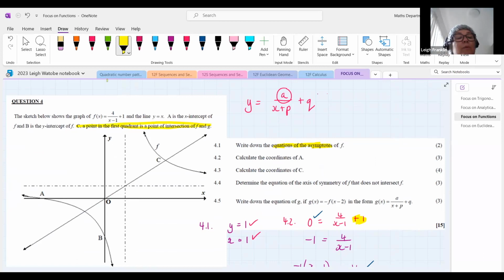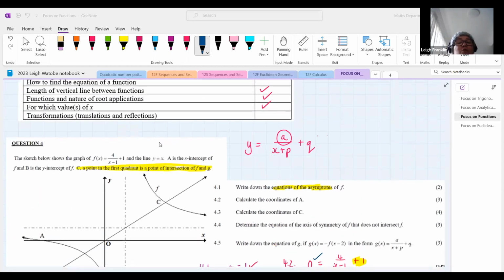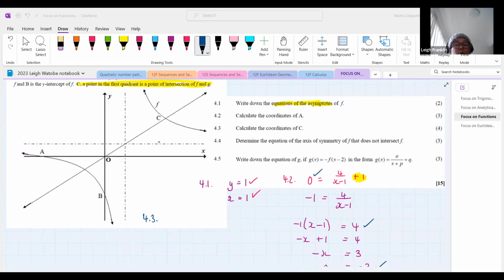So what do we do when we want to calculate coordinates at a point of intersection? What's the general rule for points of intersection? Equate the graphs. Beautiful, make them equal to each other. Mbali and Zanele were the first ones off there. Okay, so we're going to let F equal G in this case. Do we have an F and a G? Oh no, we've just got a y of x. So we're going to let them be equal to one another.